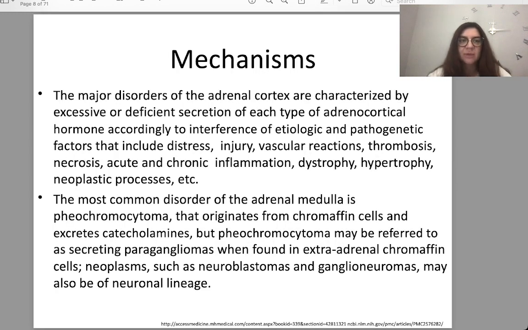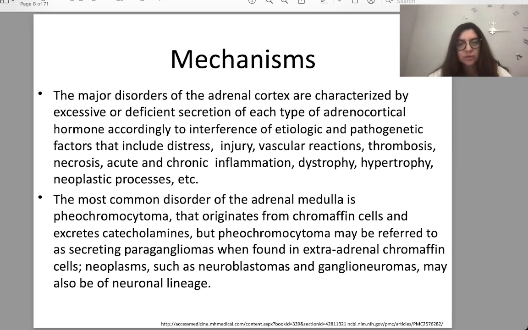Mechanisms. Major disorders of the adrenal cortex are characterized by excessive or deficient secretion of each type of adrenocortical hormone, according to interference of etiologic and pathogenetic factors that include distress, injury, vascular reactions, thrombosis, necrosis, acute and chronic inflammation, dystrophy, hypertrophy, neoplastic processes, etc.